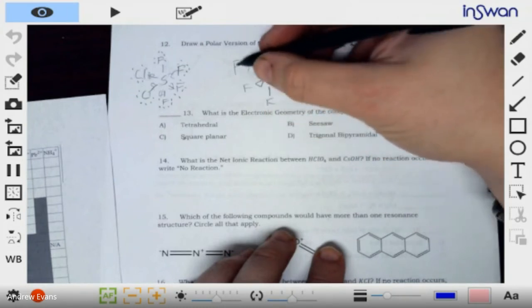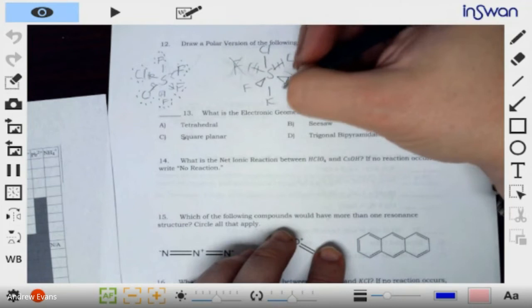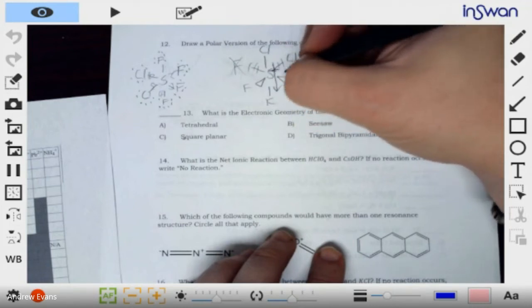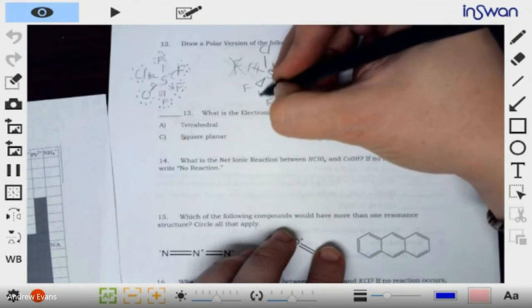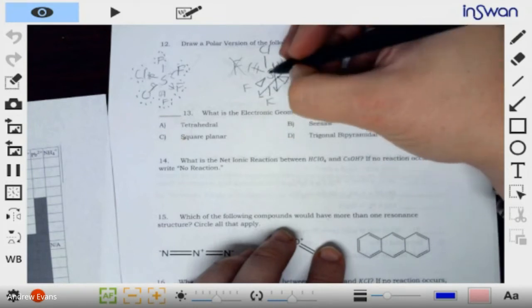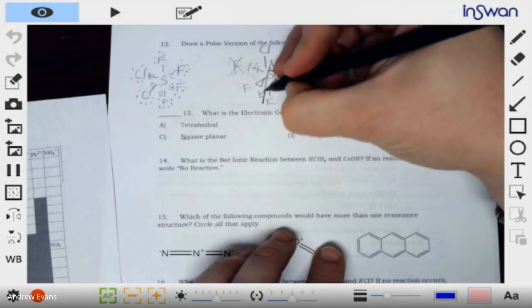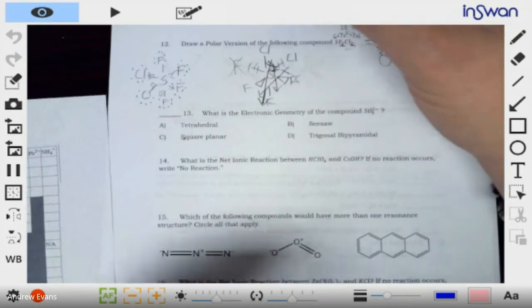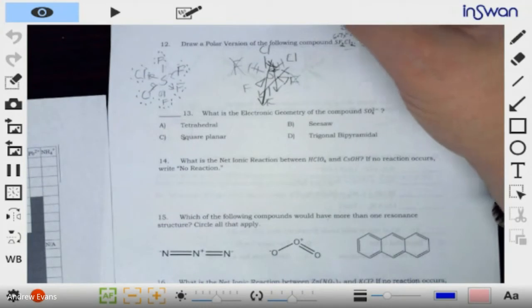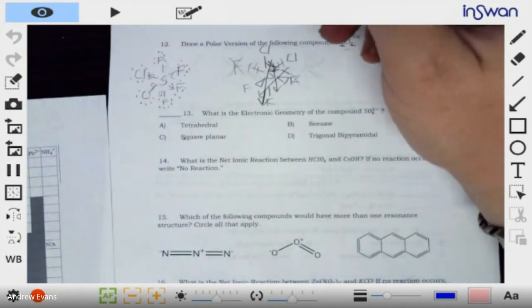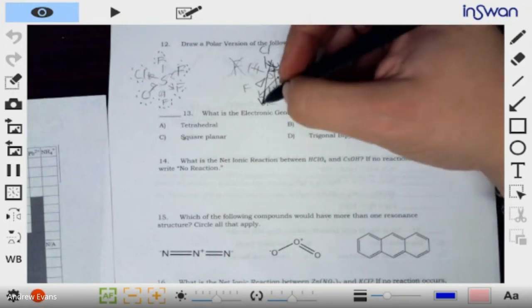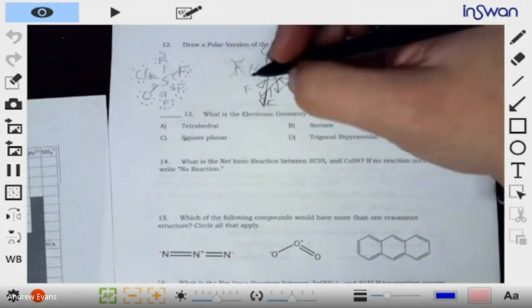So even though this guy and this guy cancel out, we have a dipole pulling down. We also have a dipole pulling front left. So the net dipole ends up pulling down into the front left. But I'm not asking you to draw the dipoles on there. But the plus goes towards the less electronegative atom. The arrow goes towards the more electronegative atom.